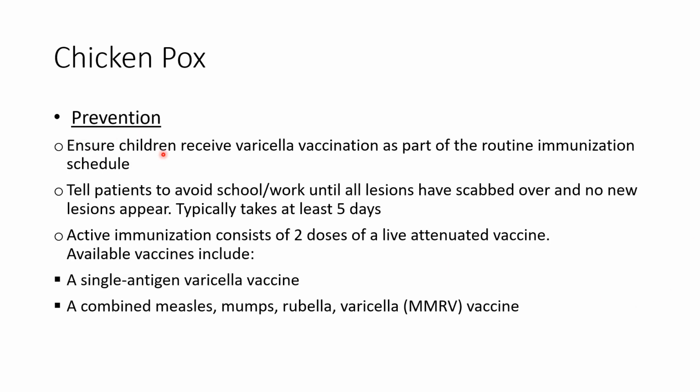Prevention: ensure children receive varicella vaccination as part of the routine immunization schedule. Tell patients to avoid school or work until all lesions have scabbed over and no new lesions appear. Typically takes at least 5 days. Active immunization consists of 2 doses of a live attenuated vaccine. Available vaccines include a single antigen varicella vaccine and a combined measles, mumps, rubella, varicella vaccine.